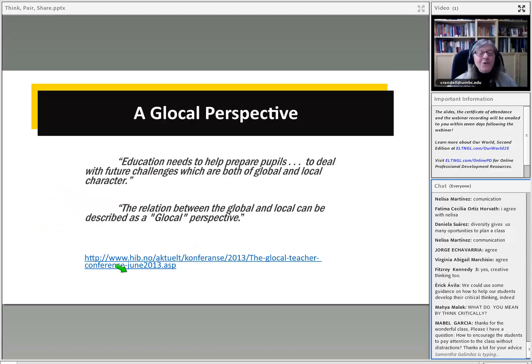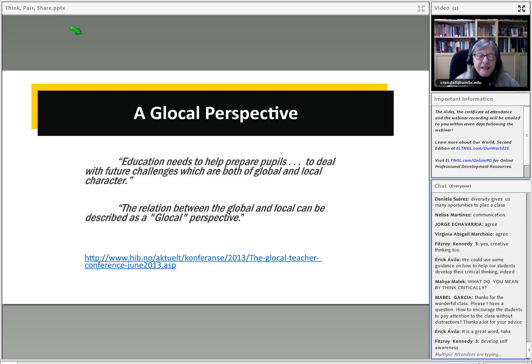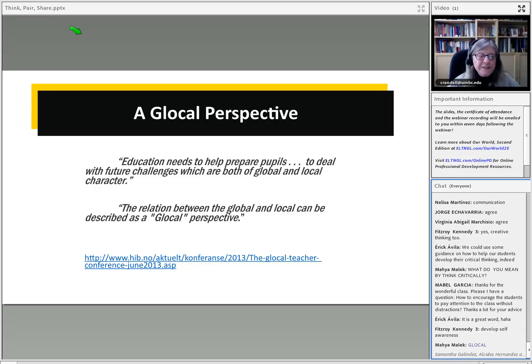So what is a global perspective? Interesting word. We don't really know for sure where it comes from. It appears to have come out of Japan, where someone was trying to apply agricultural practices from other countries and adapting them to Japanese farms. And so you can see how that is both global and local. And I think that's what we want our learners to really develop, which is a global perspective.